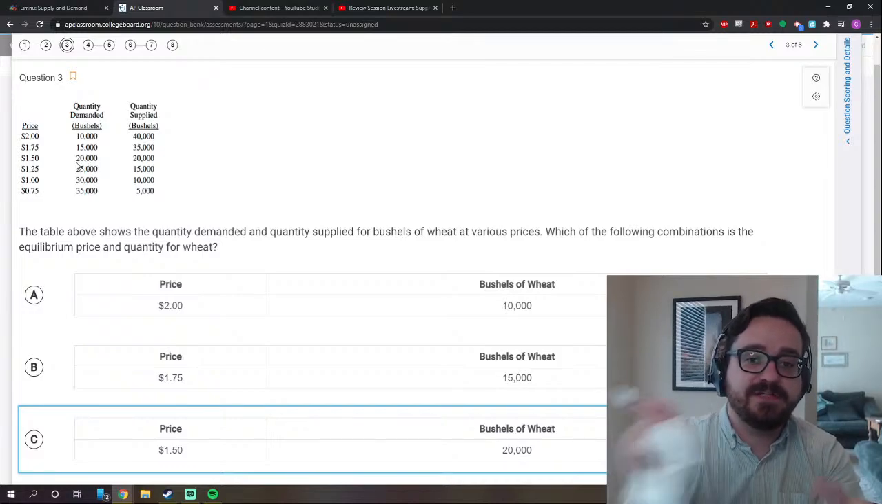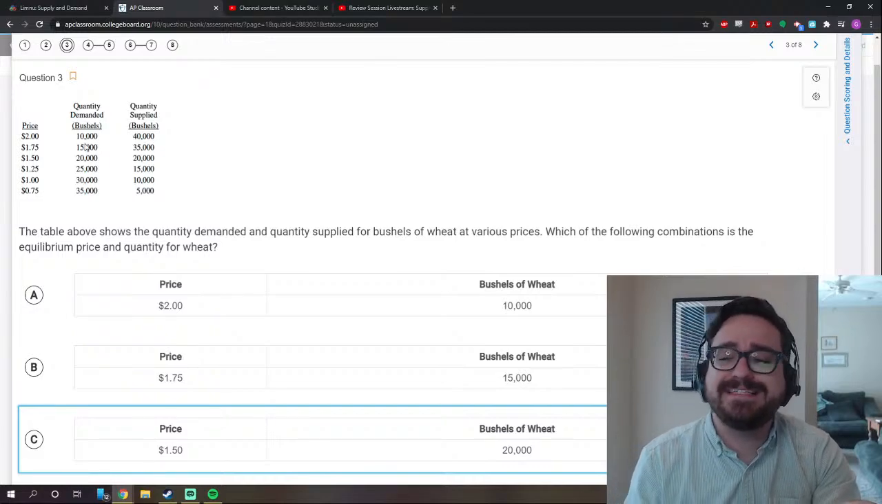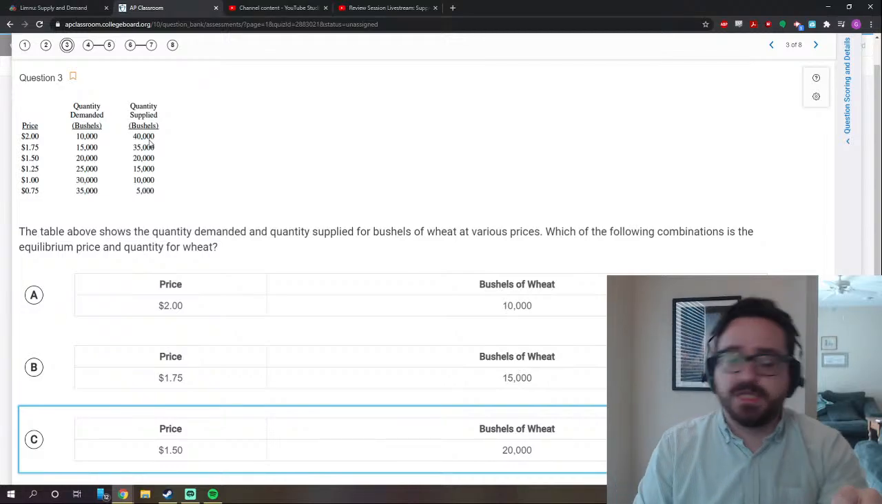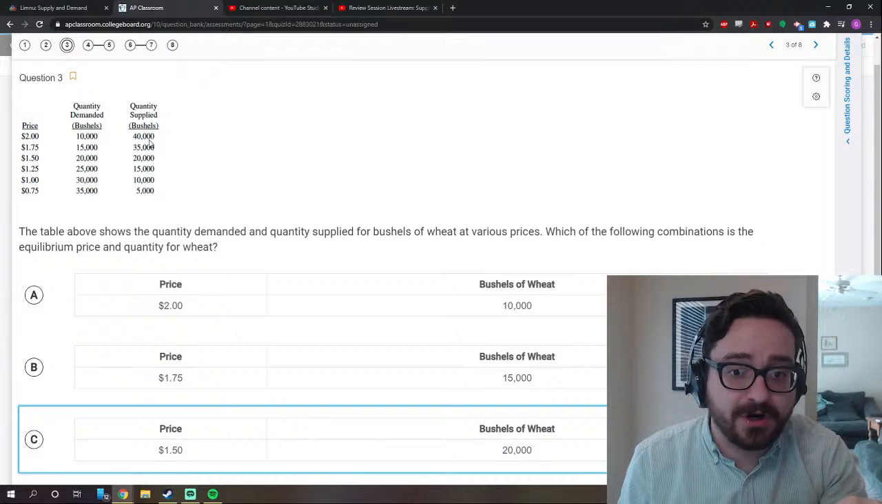At $1.50. If the price was $2, you can see that people would only want to buy 10,000 of it, and that businesses would want to produce 40,000 of it. So there would be a pretty massive surplus. There'd be a heck of a lot of the good that people are not buying.